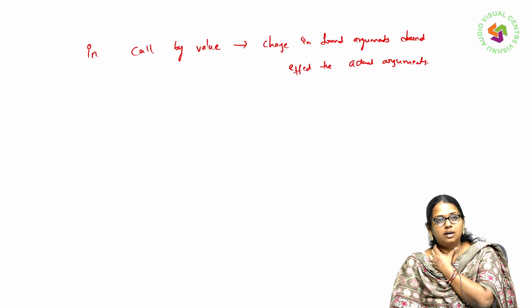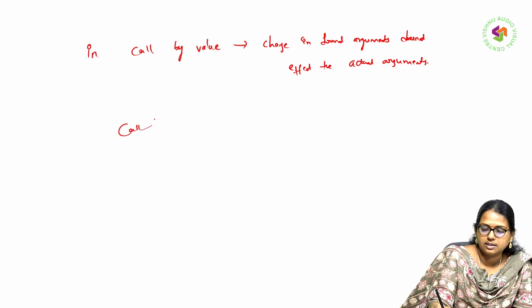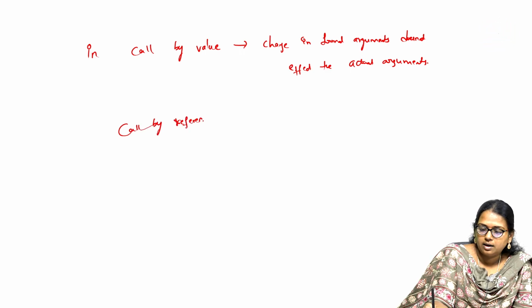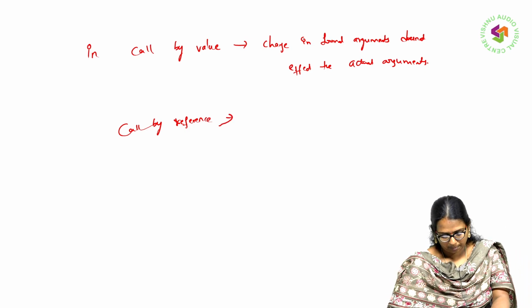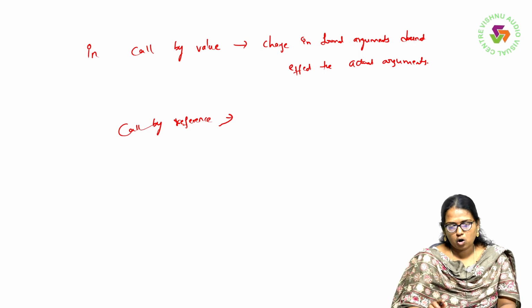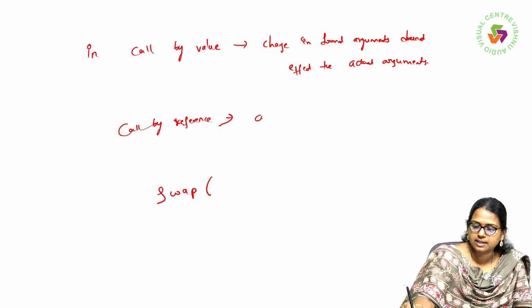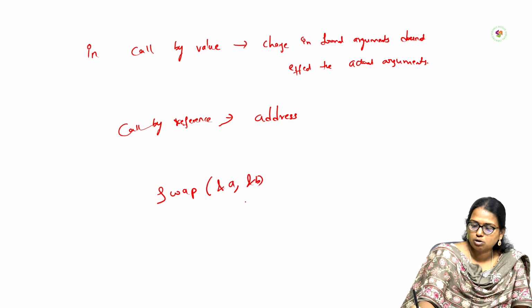So here, if we call by reference, what will be the original values? We'll see now. When you are calling by reference, it means we are calling the swap function by passing the address. So, address of A, address of B.